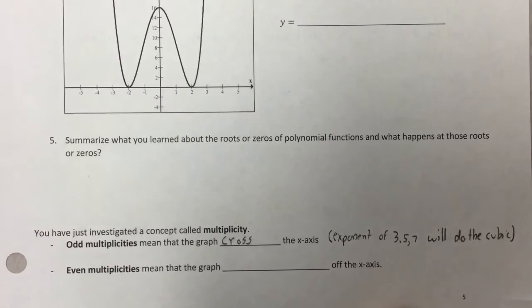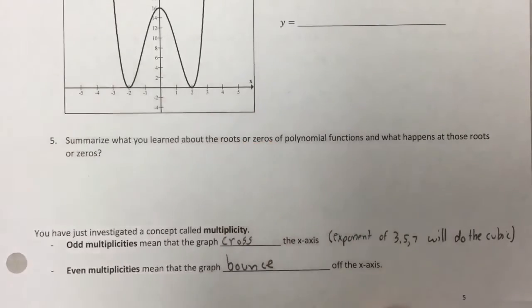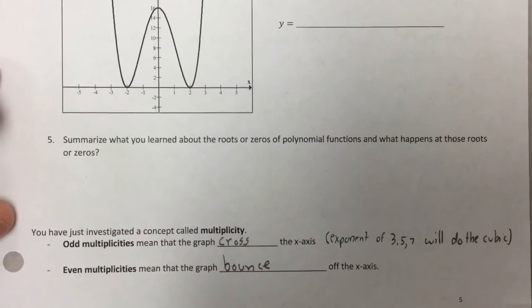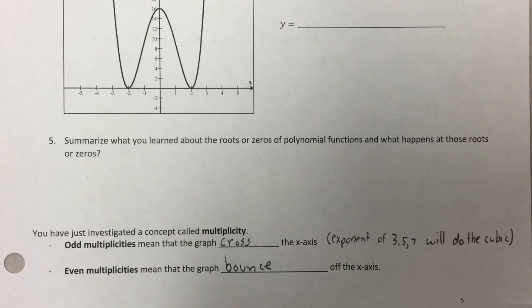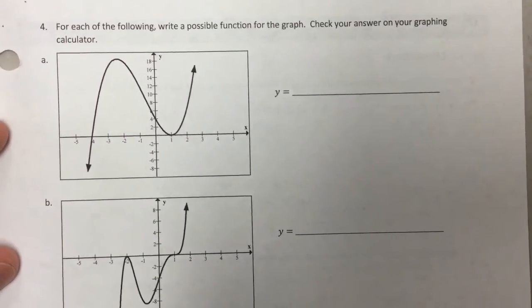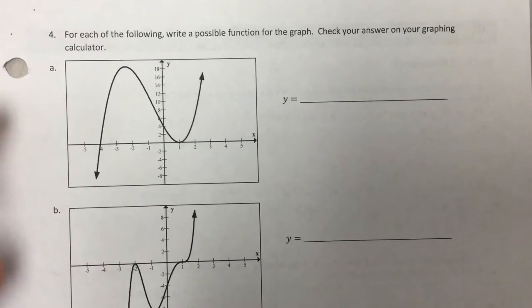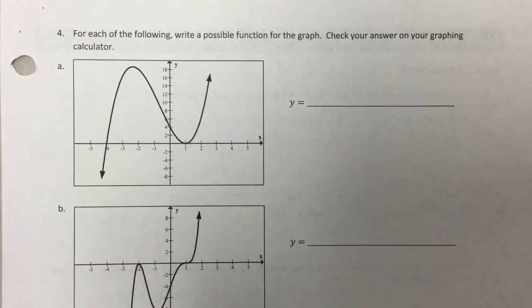And then even multiplicities mean that the graph will bounce off the x-axis. So an exponent of 2, 4, 6, 8, those are all bouncing. And for the most part, they're all going to look the same, whereas the odd ones will cross straight through or do the cubic. All right, so now that we've looked at that, it says now we're going to be given some graphs. For each of the following, write a possible function for the graph. Check your answer on your graphing calculator.